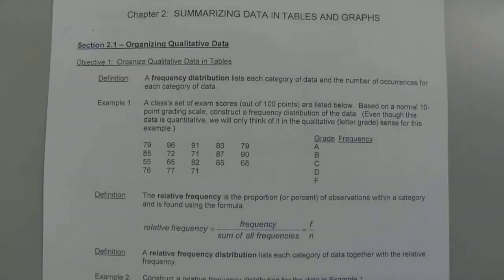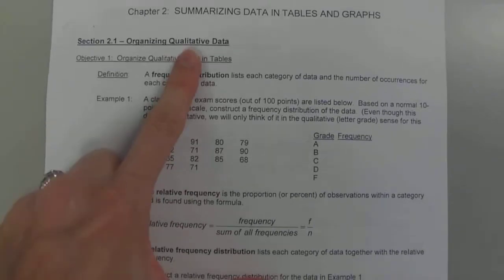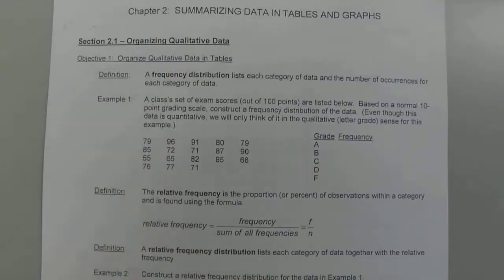So chapter 3 is when we'll actually get into computing, like real statistics, all right? But until then, we're going to do it graphically. So section 2.1 is organizing qualitative data. Do we remember what qualitative data is? A characteristic or a category, right? It's not numerical. And so one way we can do it is just with a table, all right?